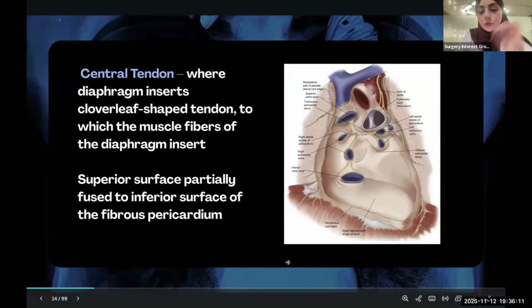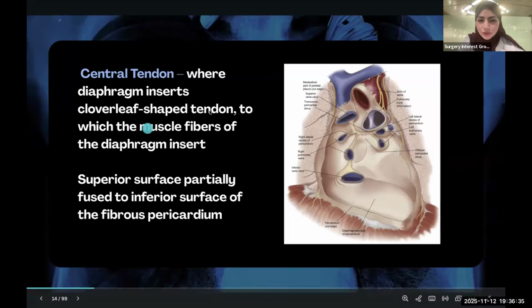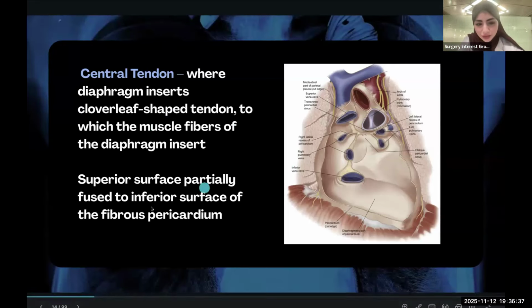Okay. Now, for the central tendon, and again, I told you guys how it's formed. How is the central tendon formed? Okay, so basically it's formed by the fusion of all of the three parts of the diaphragm. All of them will go from their different attachment sites and converge at the dome at the top into a central tendon. It's known as a clover-leaf shaped tendon.